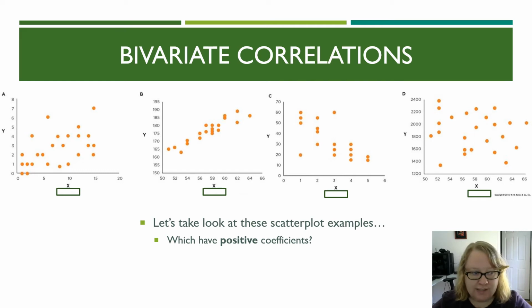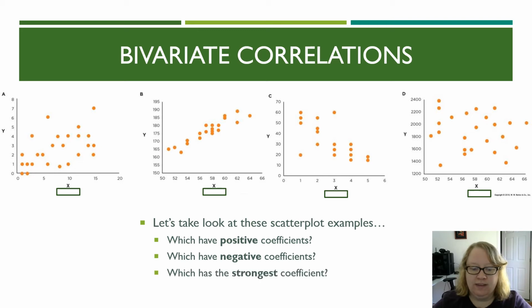All right, so there's 4 examples here, A, B, C, and D. I want you to think about which of these would have positive correlation coefficients. Then think about which of these would have negative correlation coefficients. Think about which of these has the strongest coefficient and which of these has the weakest coefficient. So take a minute and think about that. See if you can identify the answers to each of these questions, and then restart the video and we'll go over them.